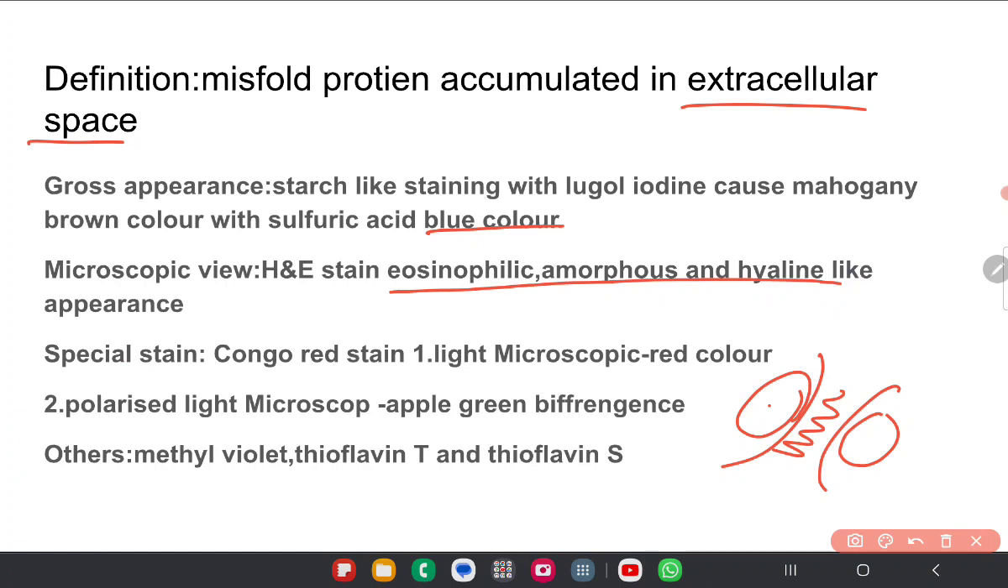Here you can clearly differentiate two types. One is under the light microscope, red in color, and under polarized light, which is the best MCQ, apple green birefringence. Whenever you are given any clinical case, you should apply this apple green birefringence to amyloidosis. Others are less important compared to the Congo red stain: methyl violet, thioflavin T and thioflavin S.